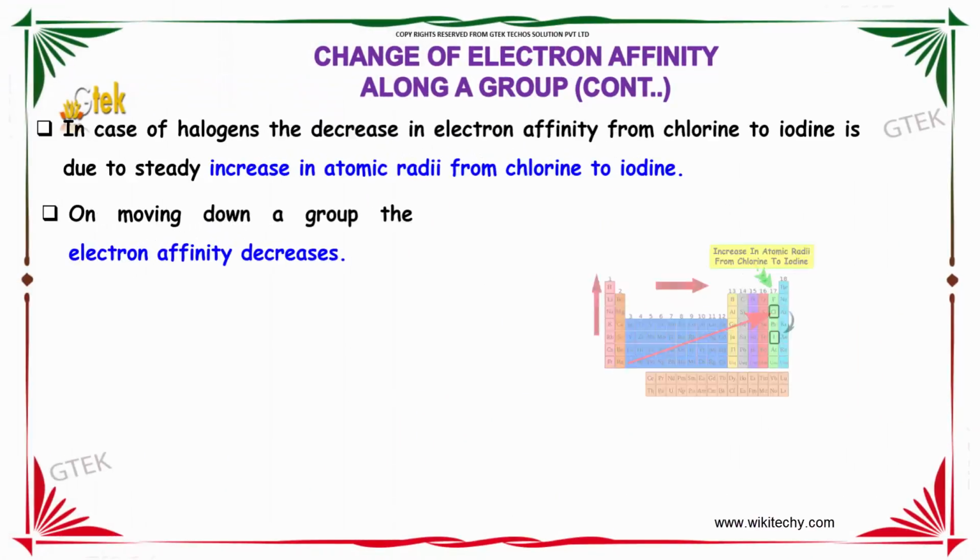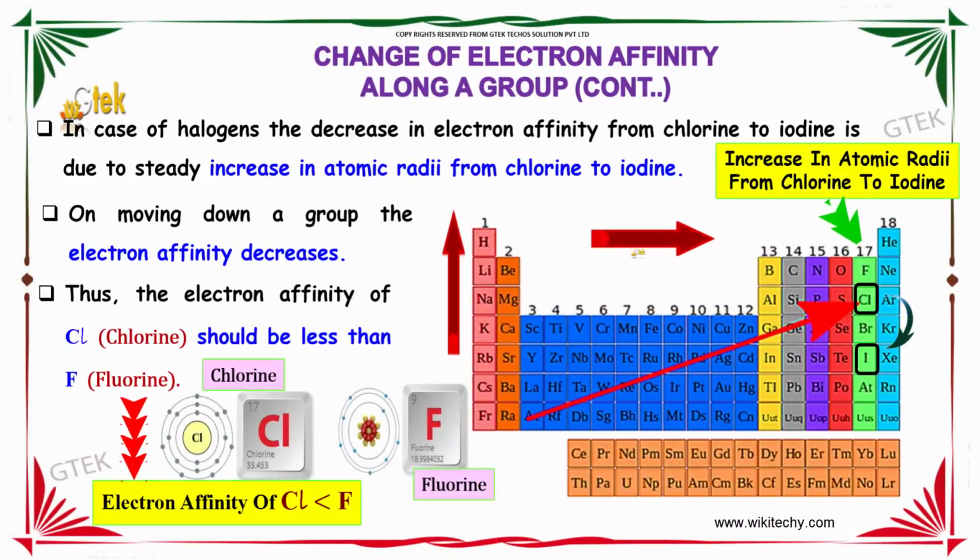In case of halogens, the decrease in electron affinity from chlorine to iodine is due to the steady increase in atomic radii from chlorine to iodine. On moving down a group, the electron affinity decreases. Thus, the electron affinity of chlorine should be lesser than fluorine.